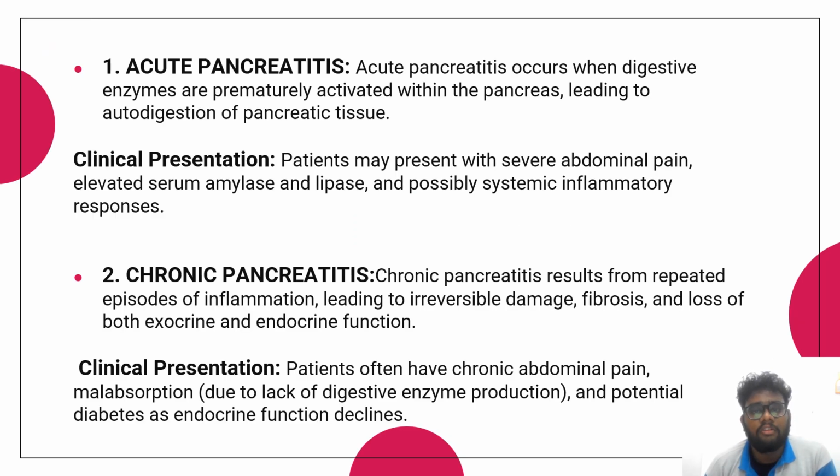Acute pancreatitis. Acute pancreatitis occurs when digestive enzymes are prematurely activated within the pancreas, leading to autodigestion of pancreatic tissue. Clinical presentation. Patients may present with severe abdominal pain, elevated serum amylase and lipase, and possibly systemic inflammatory response.